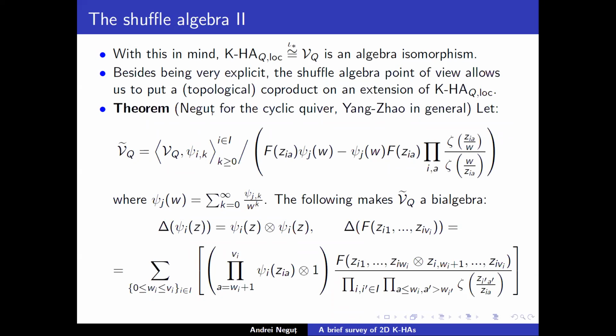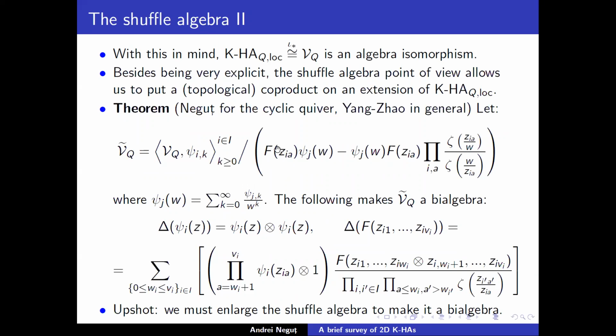So here's how you define this coproduct. First of all, you have to extend your shuffle algebra. Before, we had added symbols called psi i. Now we have to add infinitely many symbols psi i for each vertex of the quiver. So these symbols we add are called psi i k. i goes over the vertices of the quiver, and k goes over the non-negative integers. And you impose a relation over here.